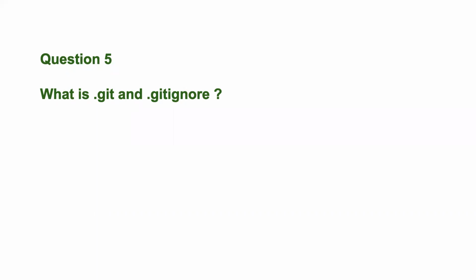Then you have .gitignore. So .gitignore is basically, I mean, the name itself suggests. If you want to ignore anything from Git, you simply go and put that file information in the .gitignore file. So let's assume that you don't want to push a specific file from your local repository to the remote repository. You can simply add the file reference in your .gitignore.